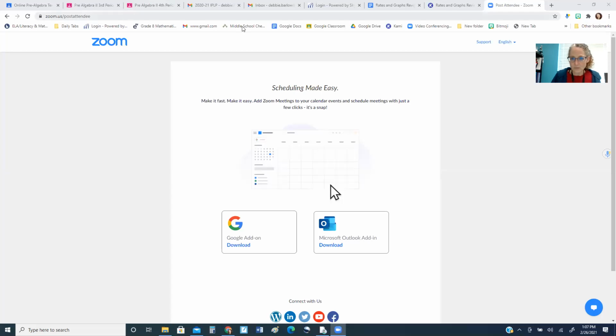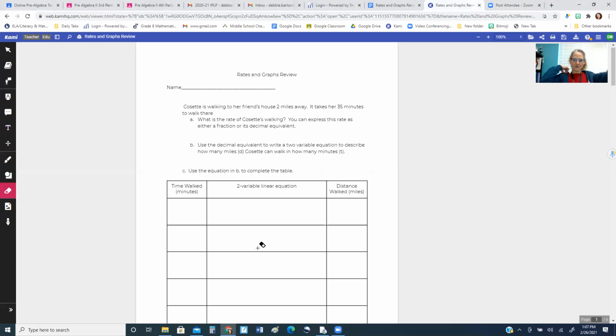So we're going to flip over, and I want to look at some from our assignment here. So we're going to need to share screen again. I just have to change how I'm sharing the screen. And we're going to look at our assignment. We've got Cosette, and Cosette is walking, okay? Cosette is walking to her friend's house, and it's 2 miles away. And it takes her 35 minutes to walk there, okay? Which isn't bad. Cosette's going at a decent pace. She's not moseying by any means, okay?